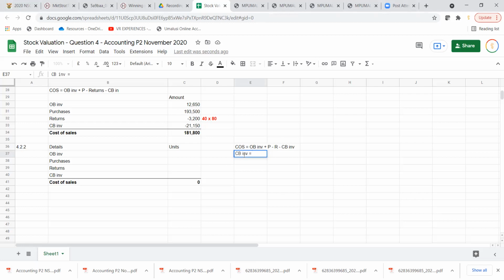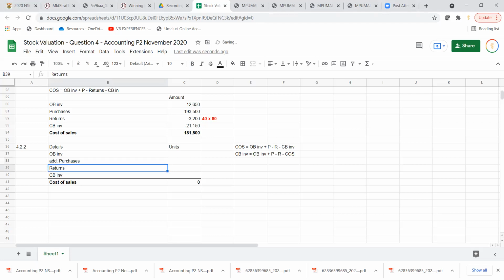We want everything on the other side. So opening balance inventory stays there. Purchases stays there. Returns stays there. And then cost of sales must come to the other side of the equation. Cost of sales is positive on this side, so when we take it to the other side of the equation, it's going to become negative. So then we say minus cost of sales. Okay, so opening inventory plus purchases minus returns. So let me just do that.